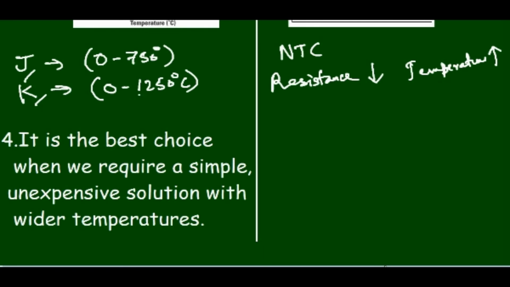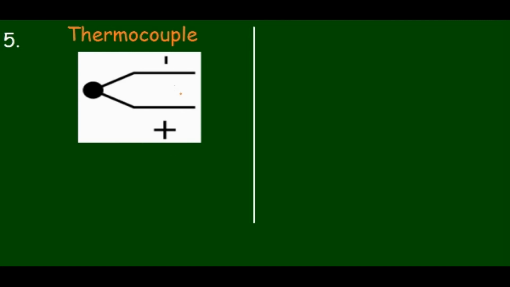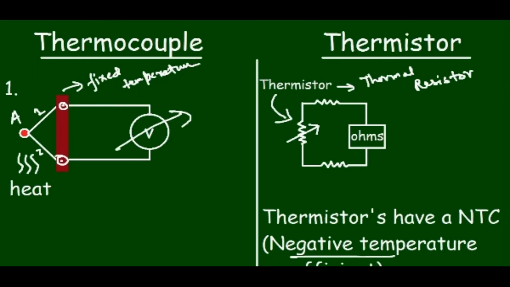So the fourth point: a thermocouple is the best choice when we require a simple, inexpensive solution with wider temperatures. And for high sensitivity, fast response and high output, a thermistor is useful. So this is the symbol of a thermocouple, and this is the symbol of a thermistor. So these were the differences between a thermocouple and a thermistor. Thank you.